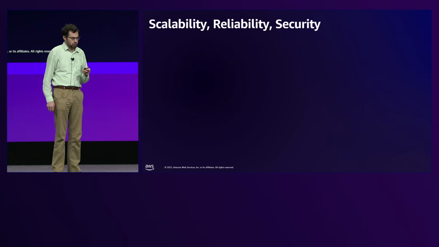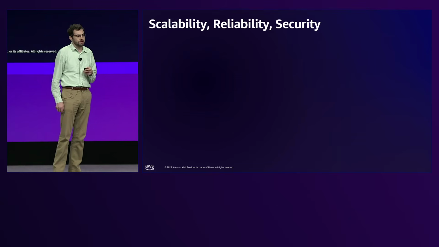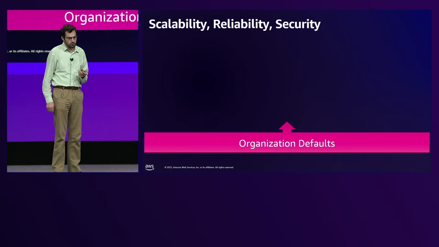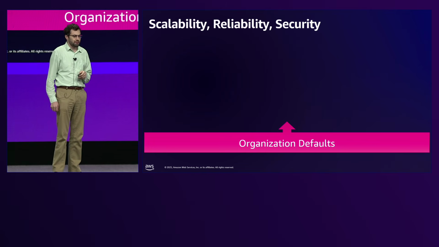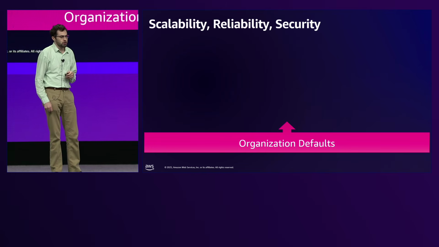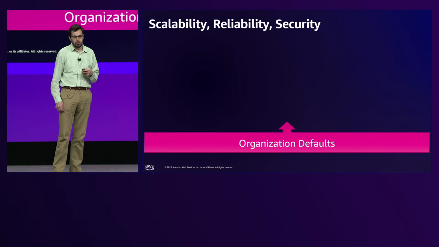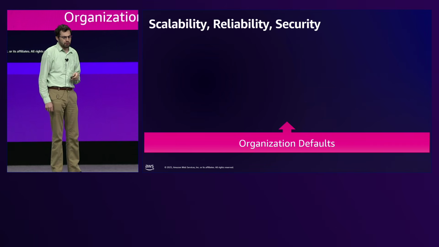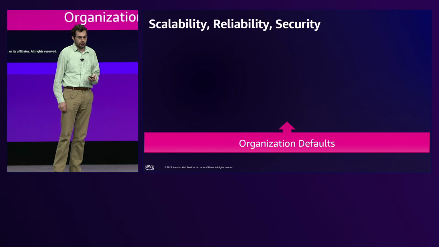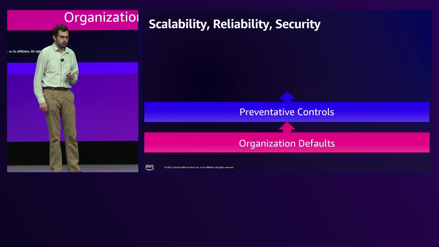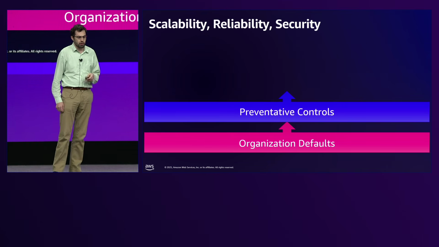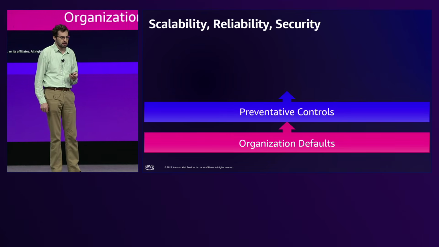So how does the rest of that play in? We take a layered approach to security. On the bottom, we have organizational defaults. You can think of these as things like VPC configuration, IMDS v2 usage, allowed AMIs, and tag standards. On top of that are preventative controls. These tend to be more coarse-grained, things like service control policies and resource control policies.